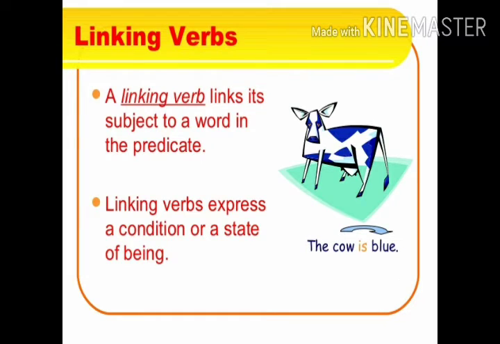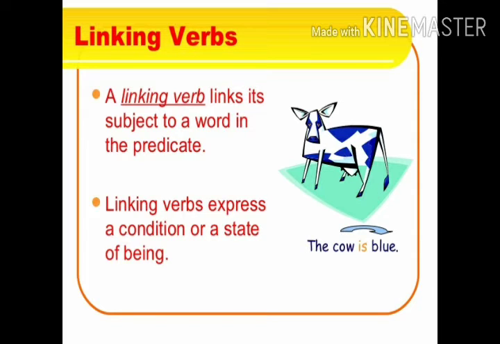Linking verbs. A linking verb links its subject to a word in the predicate. So what is the work of the verb? It joins the subject and predicate. A linking verb expresses a condition or a state of being. A linking verb does not need any main verb. It acts alone. For example, the cow is blue.